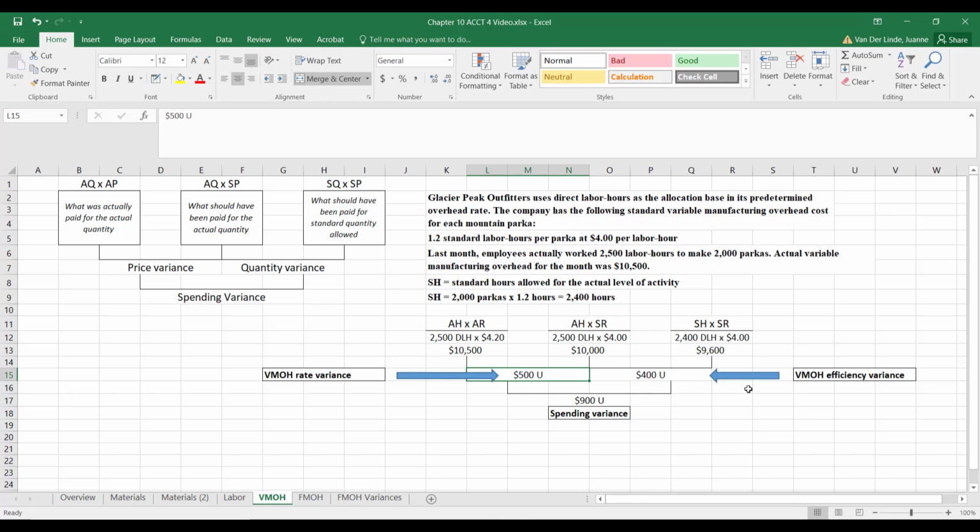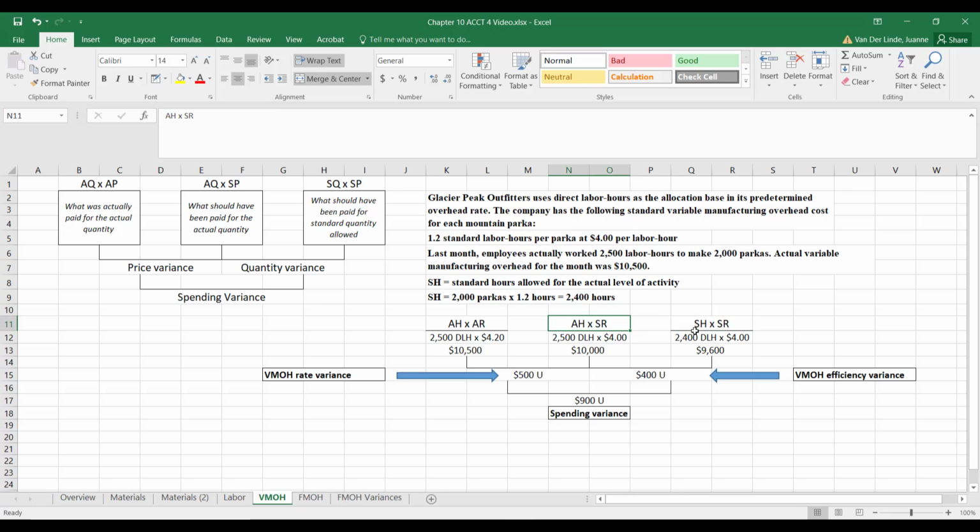Now let's find the variable overhead efficiency variance. So remember, this is where we compare the hours used to the hours we should have used, right? That's why when it comes to the rate here, when we convert it to dollars, we use the standard rate because we're not focused on the rate difference here.